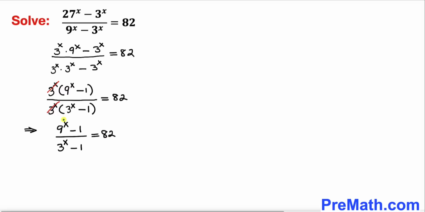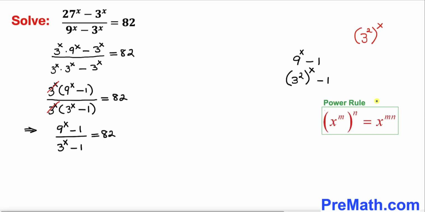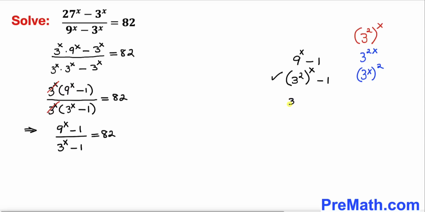Now let's focus on this part in the numerator, 9^x minus 1. Here I have copied it down, and we can see this 9 could be written as 3^2. So we can write (3^2)^x minus 1. Now let's focus on only this part and recall this power rule. According to this rule, we can write this as 3^(2x). And once again, if we apply this power rule, we can write this as (3^x)^2, and then minus 1, which could be written as 1 squared.